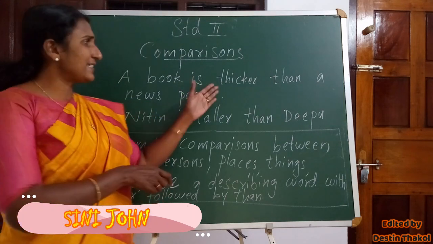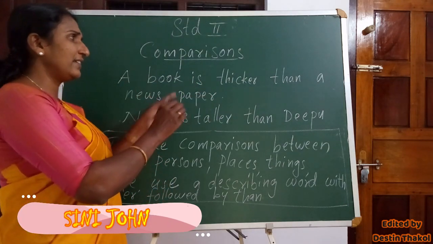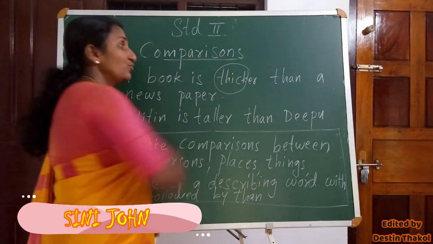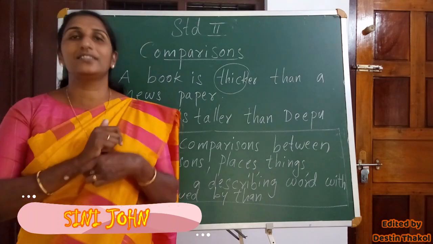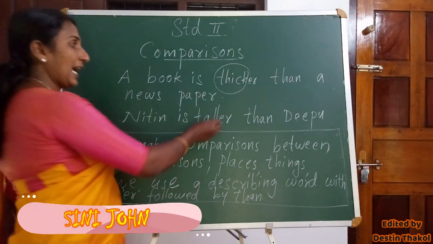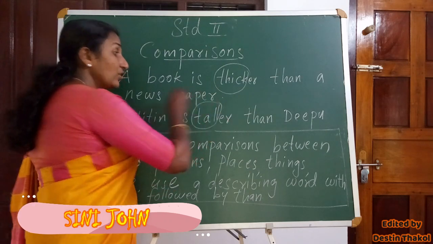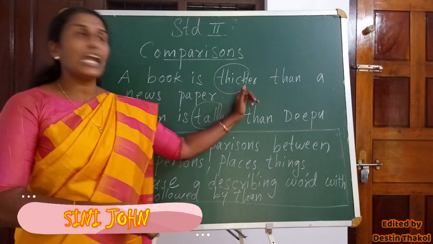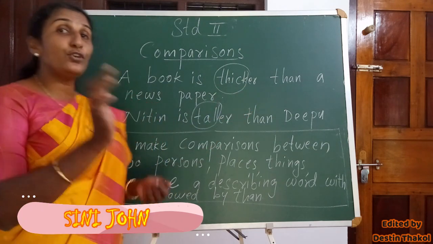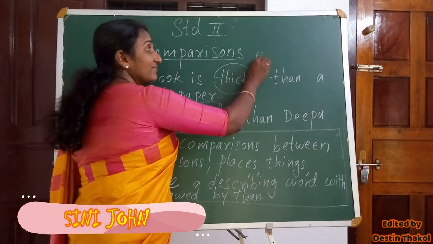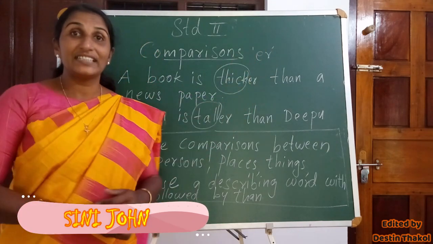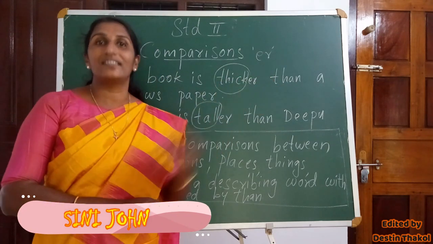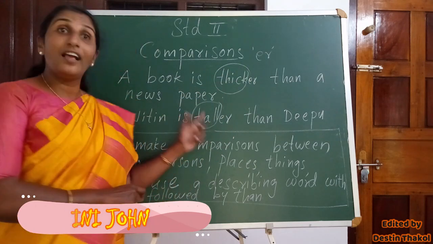So children, let's see what you can see in this sentence. We can see a describing word, right? Thick. Thick. Here we can see another describing word. What is it? Tall. Tall. Then after that, do you notice this? ER. ER. Thicker. So how do you pronounce this? Thicker. Here, taller.